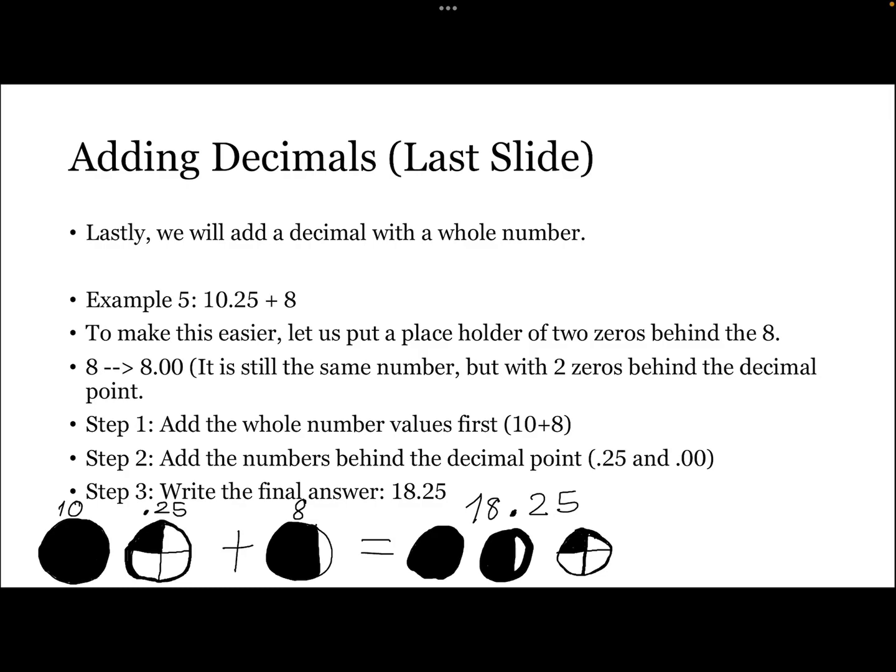And the last slide of adding decimals. Lastly, we will add a decimal with a whole number. Example 5, 10.25 plus 8. To make this easier, let us put a placeholder of 2 zeros behind the 8. 8 will go to 8.00. It is still the same number, but with 2 zeros behind the decimal point. Step 1, add the whole number values first. 10 plus 8. Step 2, add the numbers behind the decimal point. 0.25 and 0.00. Write the final answer, 18.25.